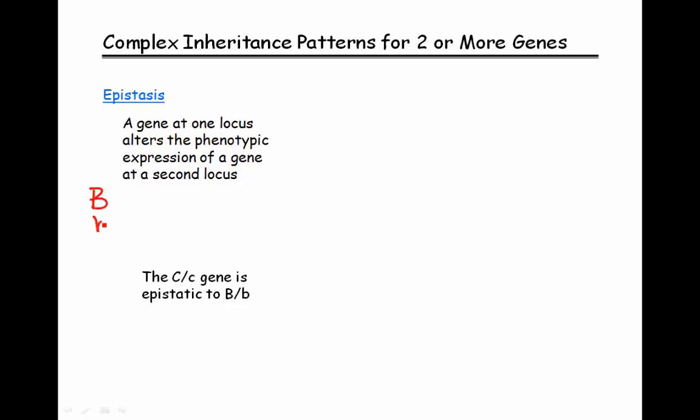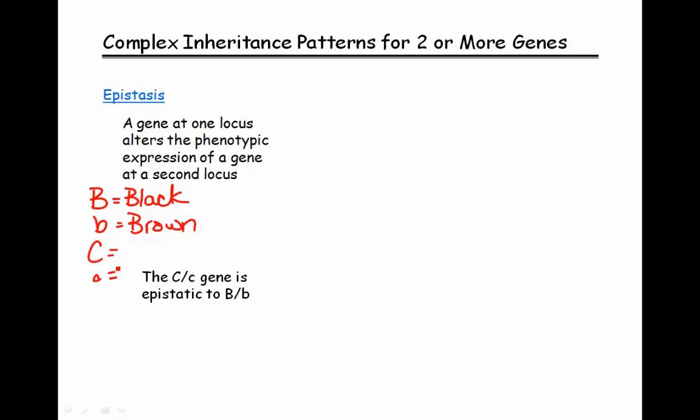So we can have capital B and lowercase b. Capital B codes for black, and lowercase b codes for brown. Okay, so very simple. Black is dominant, brown would be recessive. However, we've got this second gene, which is the C gene, and we've got capital C and lowercase c.